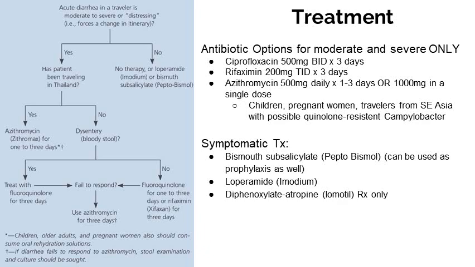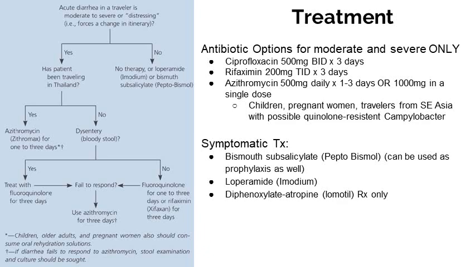Okay? So antibiotic options for moderate and severe only. We've ruled out mild cases already. These are the different types of options that we can use for those patients. Ciprofloxacin, 500 milligrams BID for 3 days is our first line treatment. Rifaximin, 200 milligrams TID times 3 days is also considered a first line treatment. Then we want to move on to our second line. This will cover resistant type bacteria. Azithromycin, 500 milligrams daily for 1 to 3 days, or you can give 1 gram in a single dose. Consider these in patients who are children, who are pregnant women, travelers from Southeast Asia with possible quinolone-resistant Campylobacter.